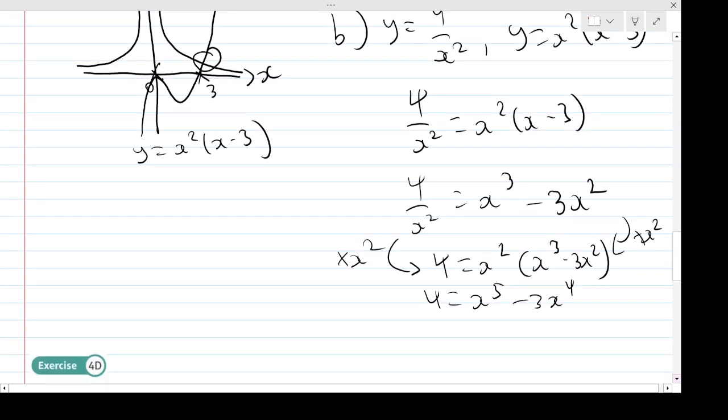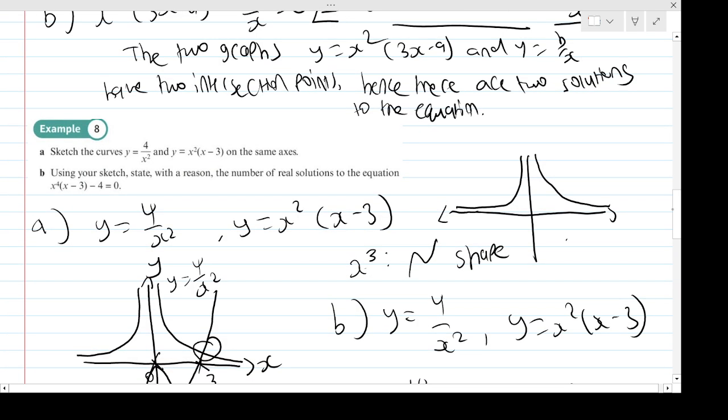Okay, then lastly, I get x to the 5. If I move the 4 to make it equal 0, x to the 5 minus 3x to the 4 minus 4 equals 0. Okay, let's compare the equation. We got our minus 4, but I noticed this is still factorized. There's no x to the 5.